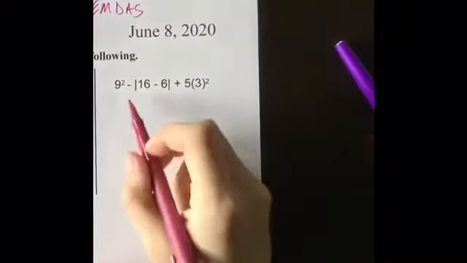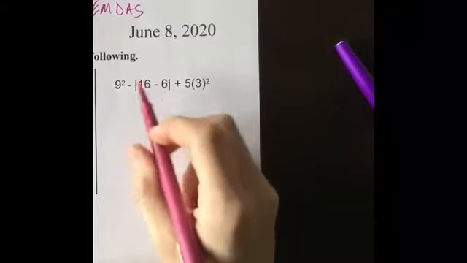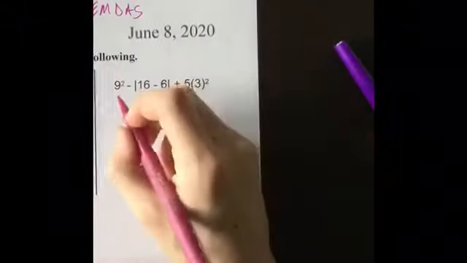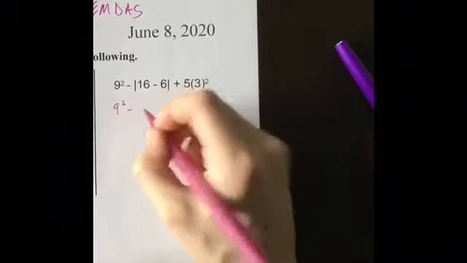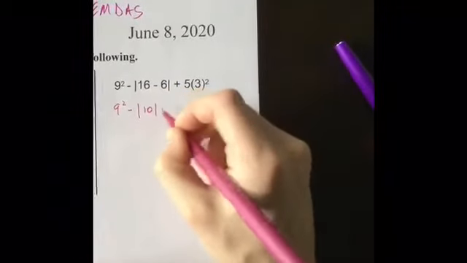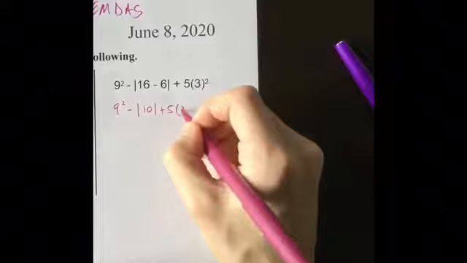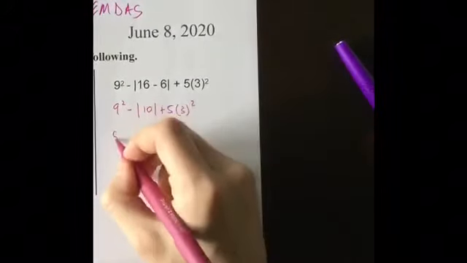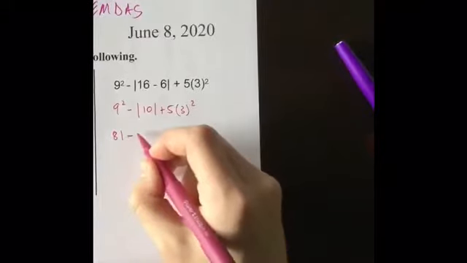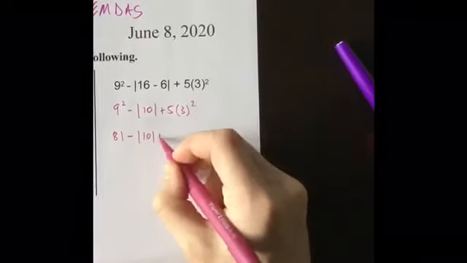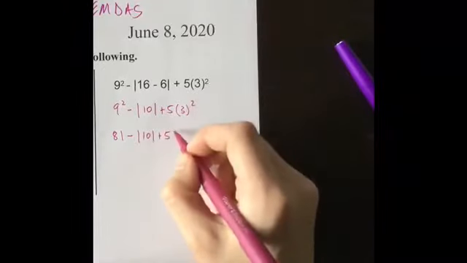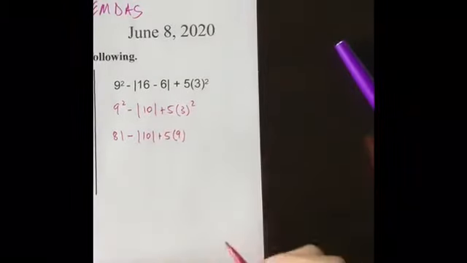So again, as we go to our second expression here, I'm going to work inside those absolute values first because they work as a grouping symbol there. So we've got 9 squared minus absolute value of 10 plus 5 times 3 squared. Now we're going to do our exponents. 9 squared is 81 minus our absolute value of 10 plus 5. 3 squared is 9. Still have our multiplication.